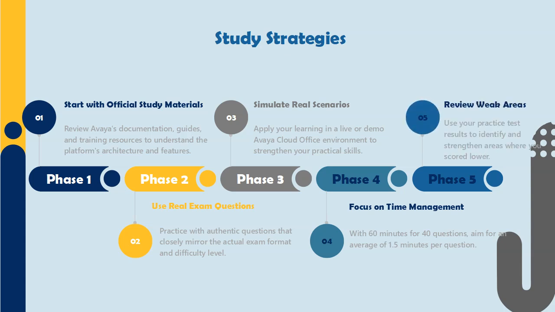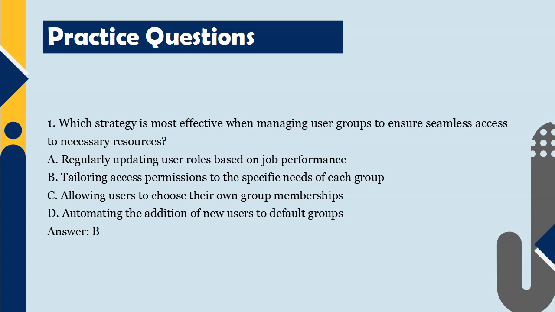Study strategies for success. 1. Which strategy is most effective when managing user groups to ensure seamless access to necessary resources? A. Regularly updating user roles based on job performance. B. Tailoring access permissions to the specific needs of each group. C. Allowing users to choose their own group memberships. D. Automating the addition of new users to default groups. Answer: B.